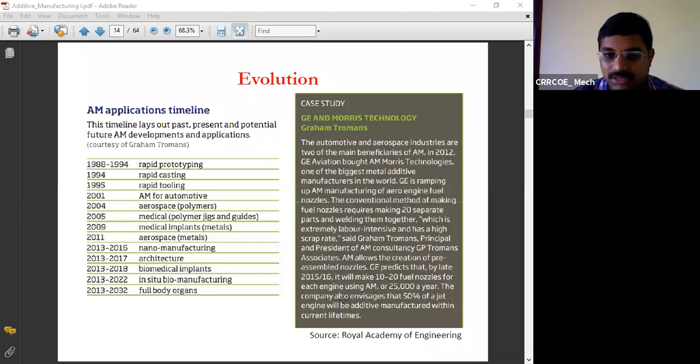A company also envisages 50% of the jet engine will be manufactured by additive manufacturing within the current lifetimes. So about 50% of the engine, they are going to adopt additive manufacturing. This gives them an advantage, economically.